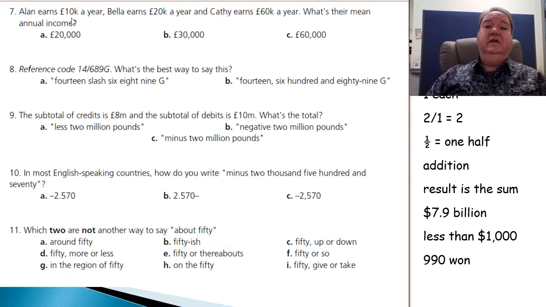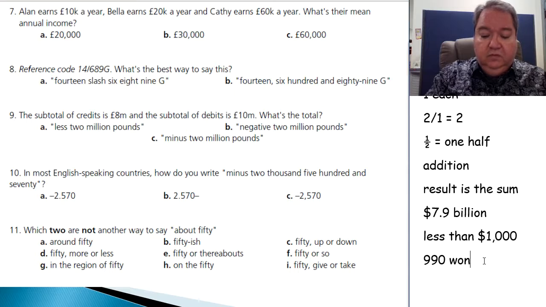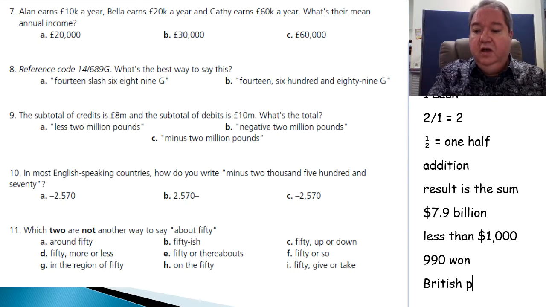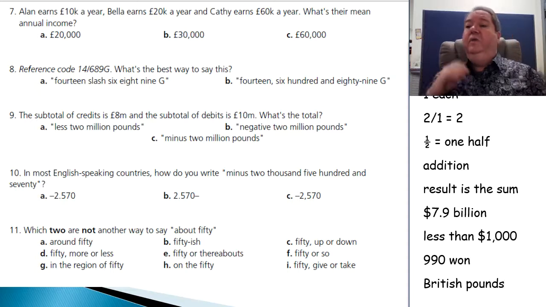Okay, number 7. Alan earns 10,000. What's this L here for? That sort of cursive capital L. That is for British pounds. That represents British pounds. Why do we use an L to represent pounds? I have no idea, but we do. Okay, that's the symbol.